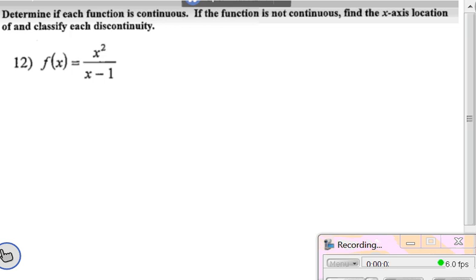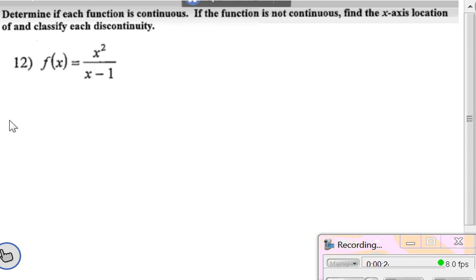Okay, problem number 12 says determine if the function is continuous. If the function is not continuous, find anywhere where it's not continuous or where it's got discontinuity, and tell me what kind of discontinuity it has. So, first of all, can you put in any number? Continuous means that any number can be put in and the graph will be smooth, right? There will be no breaks in the graph.